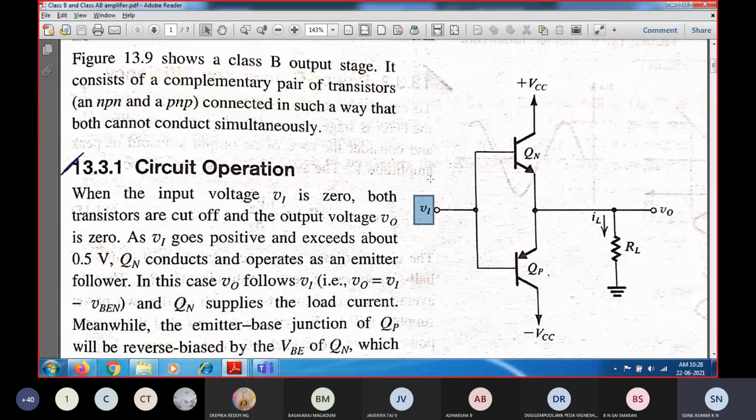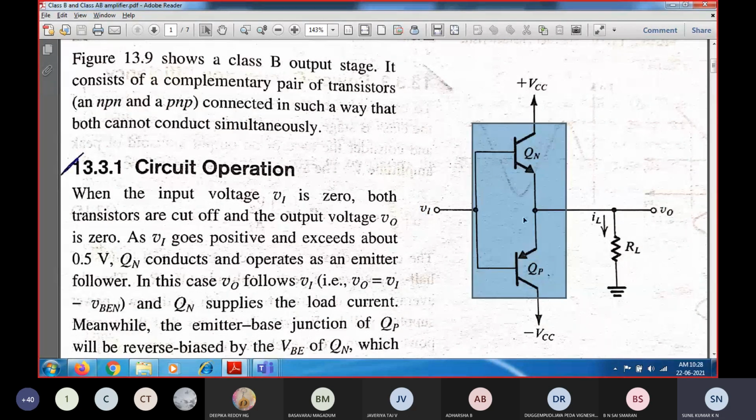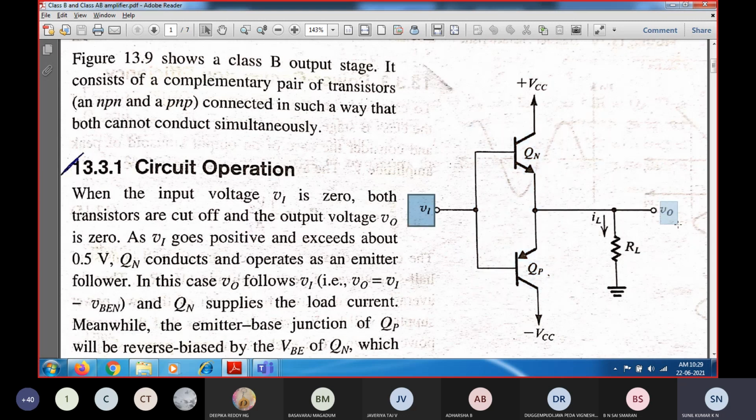So if Vi is equal to 1, the output will be 0, and if Vi is equal to 0, the output will be 1. That is nothing but a complementary pair of transistors. Here complementary pair means both have opposite characteristics. Qn is opposite to Qp, that is, the NPN is opposite to the PNP transistor characteristics. Vi is the input signal and Vout is the output signal, and the output across the load resistance is connected here.